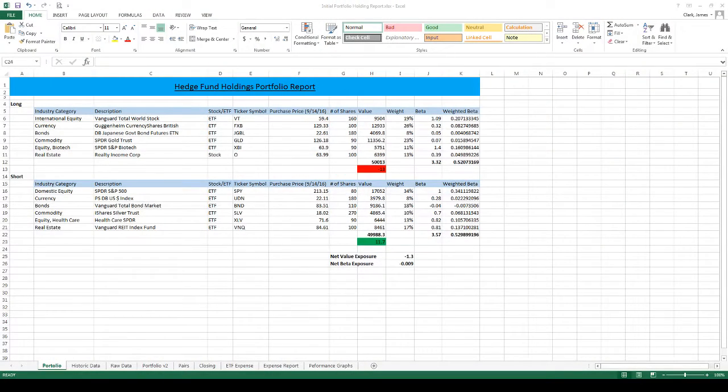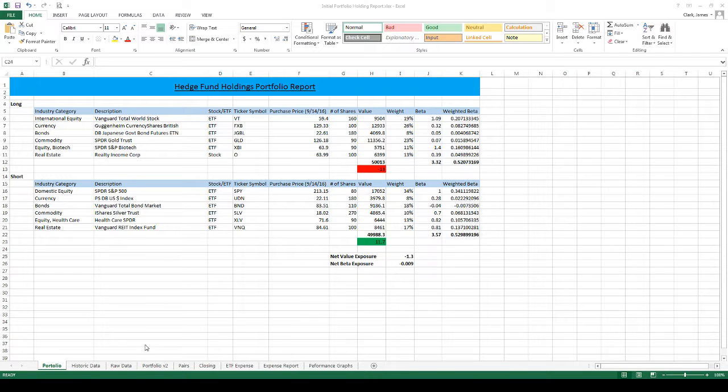So anyways, I want to share here the spreadsheets that I used in this project. This first one here is just the initial setup for my portfolio. I have 6 long positions, 6 short, only 1 stock, the rest are all ETFs, a broad range of asset classes from stocks, currency, bonds, precious metals, and then the healthcare industry.